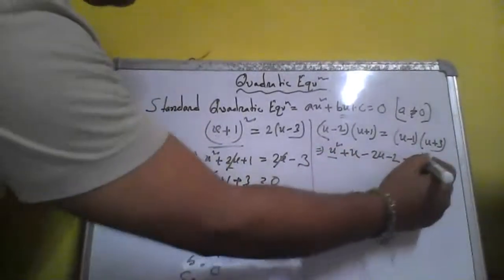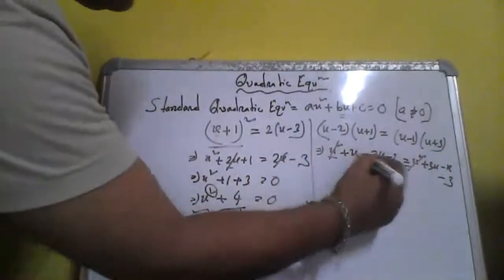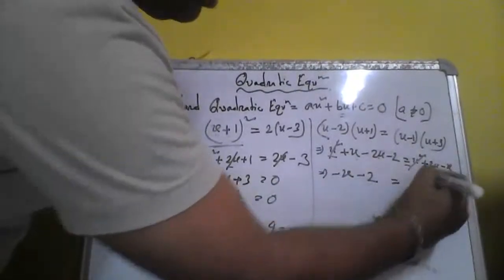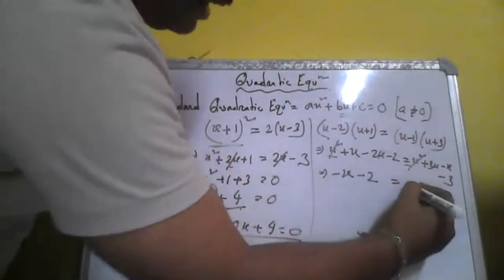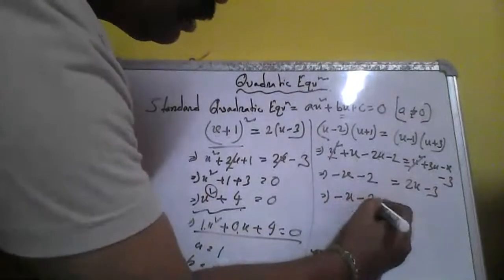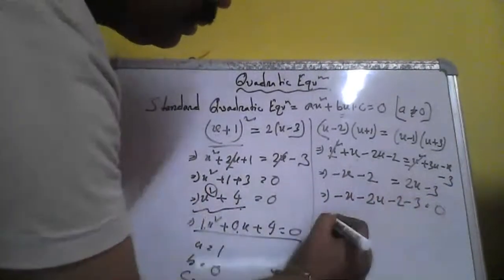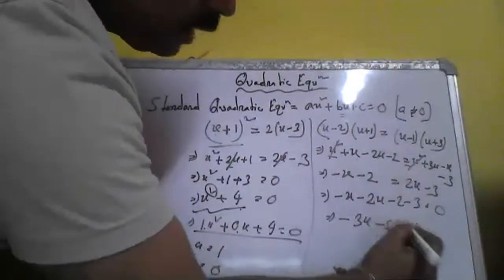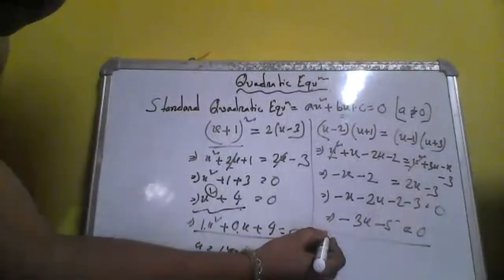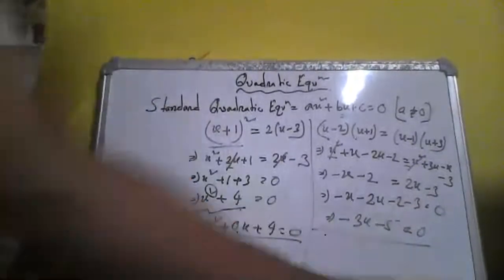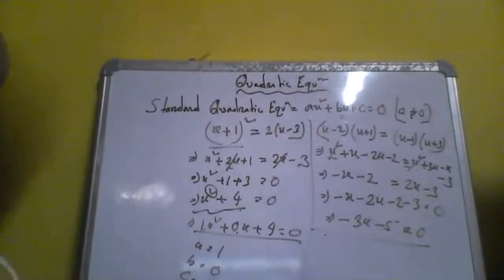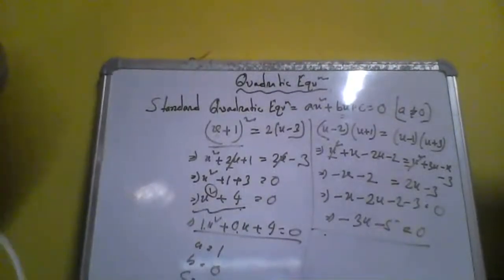Now here x square and x square can cancel. Now x minus twice x is minus x minus 2, and this one is plus thrice x minus x is twice x minus 3. Then this one is minus x minus twice x minus 2 minus 3 equal to 0. Then this one is minus thrice x minus 5 equal to 0. Is this one a quadratic equation or not? No, this one is not a quadratic equation.